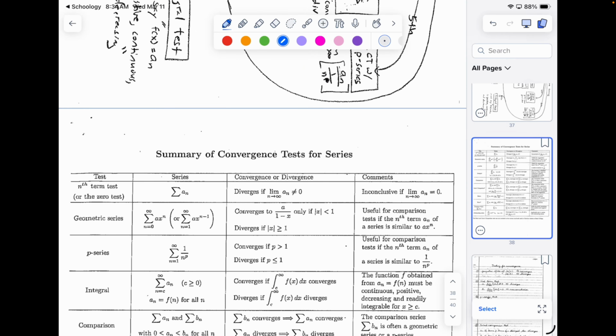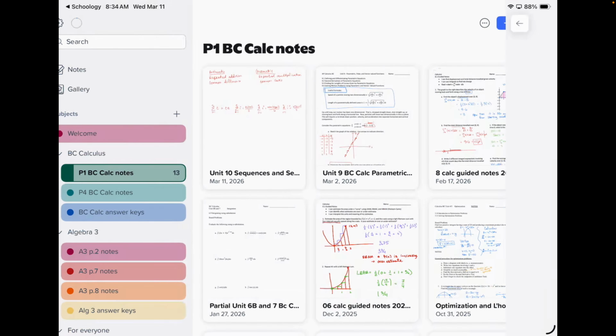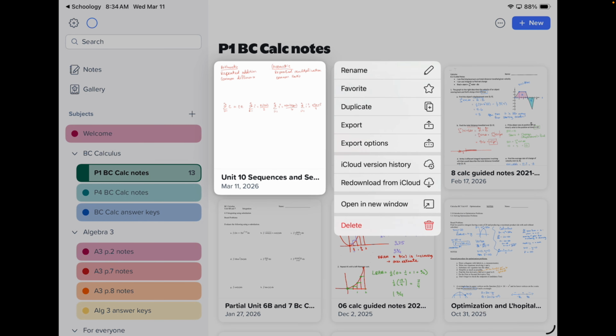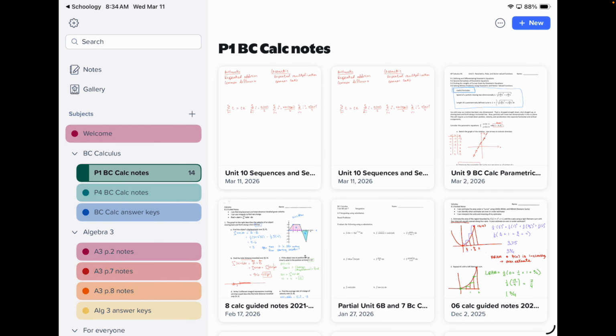So in the problem that we're looking at, I'm going to keep flipping back and forth. Actually, I have a better idea. Watch this. Look at how smart I am. Duplicate. We're going to put, no, not there.